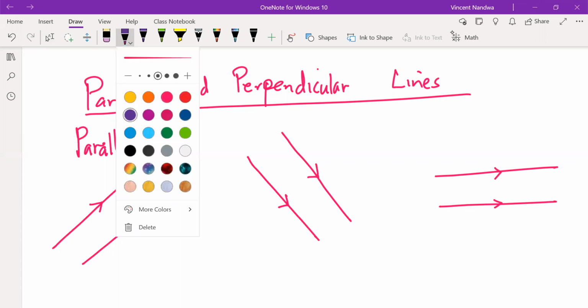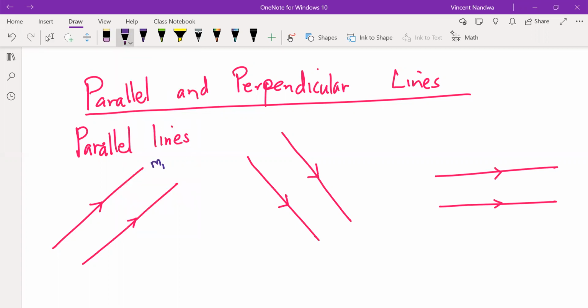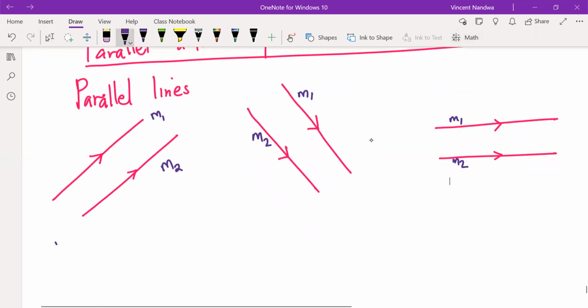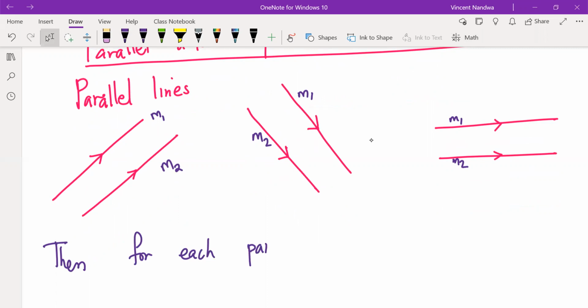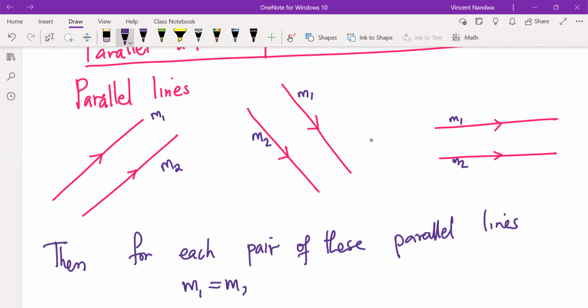So assuming that this one has gradient M1, this other one has gradient M2, then for each pair of these parallel lines, M1 equals M2, i.e. parallel lines have the same gradients.